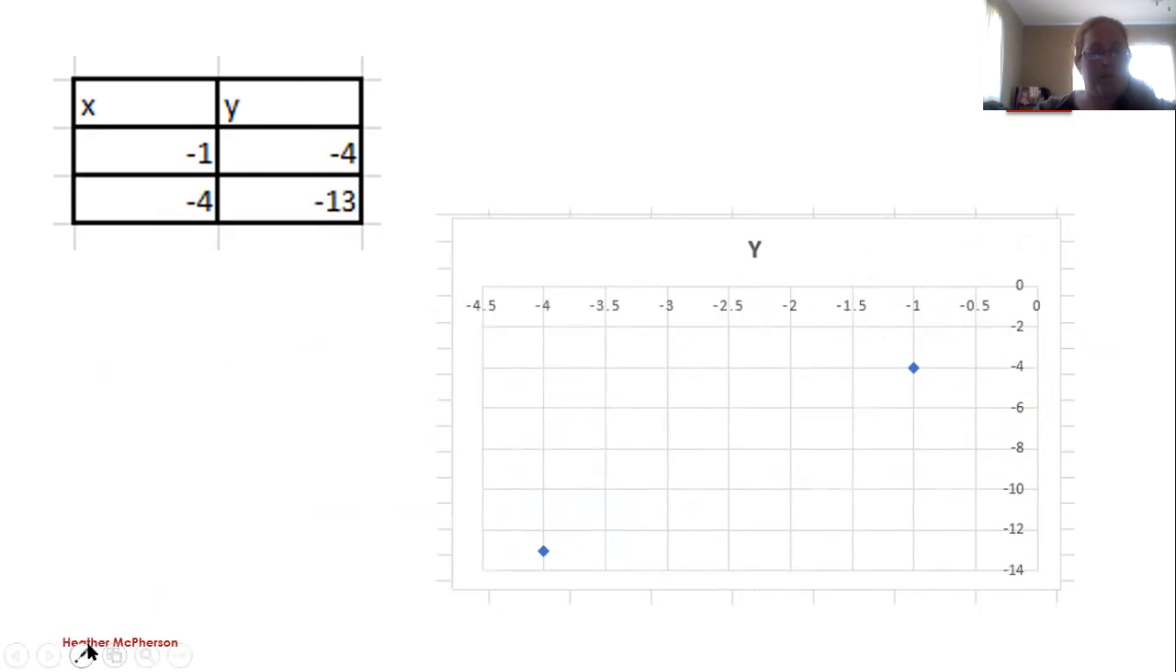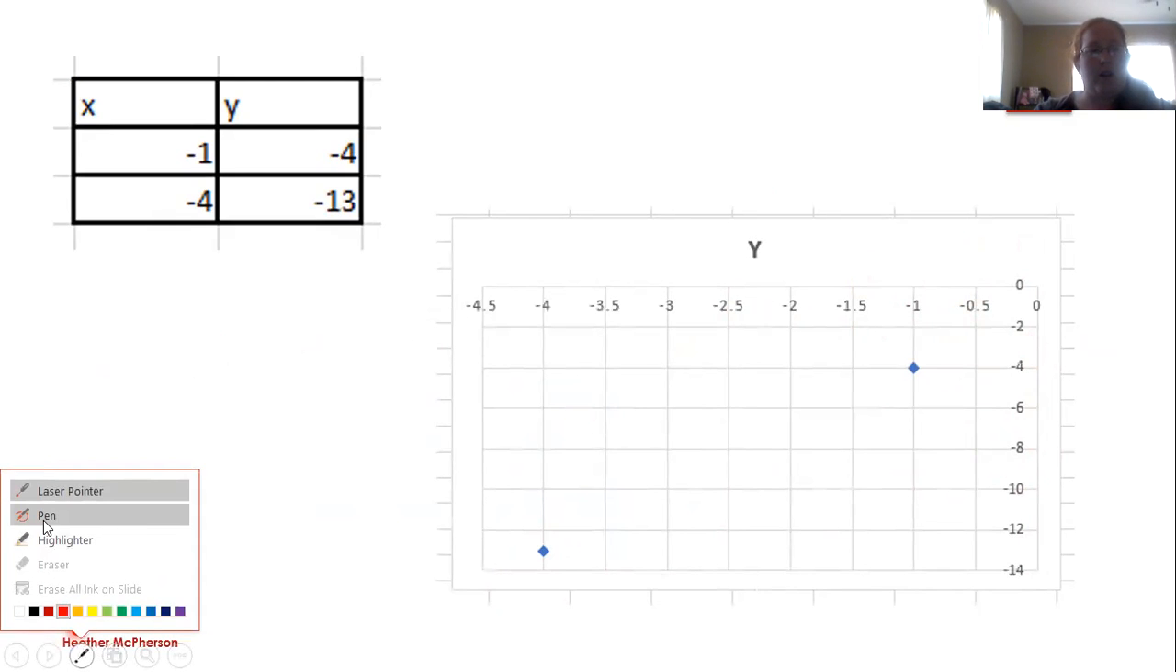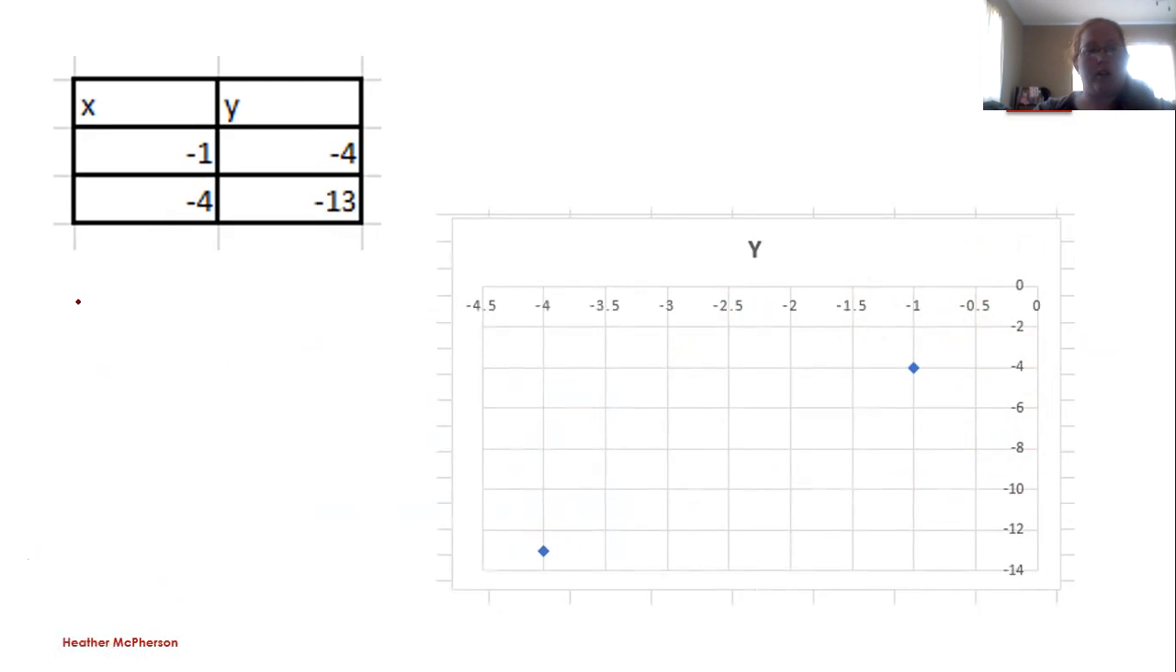So we're going to change to the pen real quick. So our slope equation again is m equals y2 minus y1 over x2 minus x1.